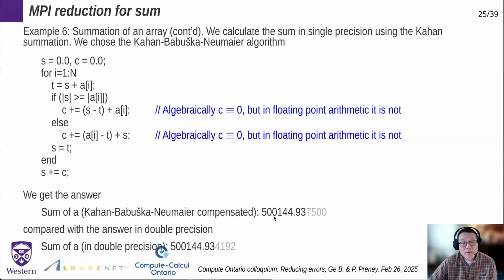We get the answer 500,144.93, which is the same as what we get using double precision, to a certain number of digits. Okay.